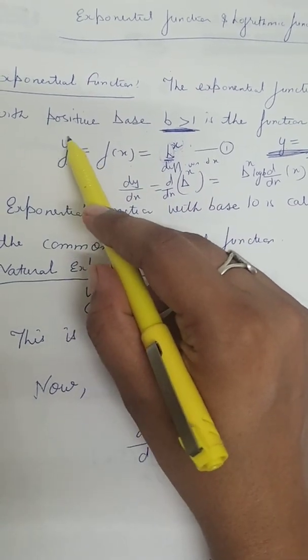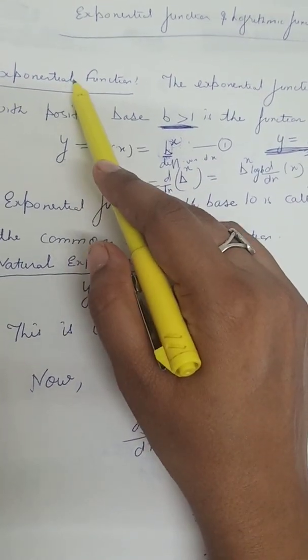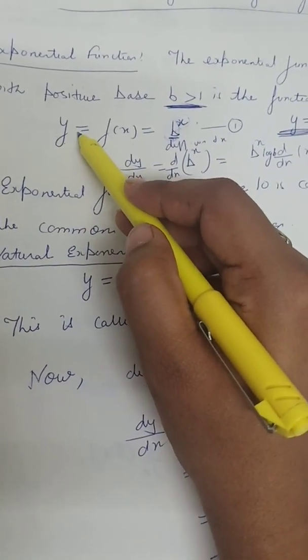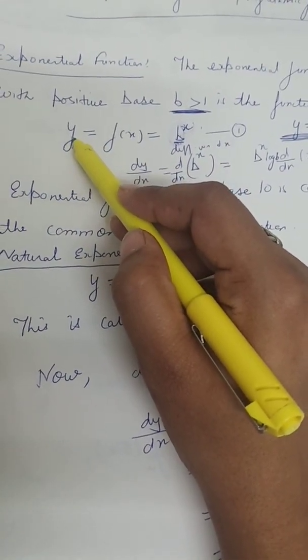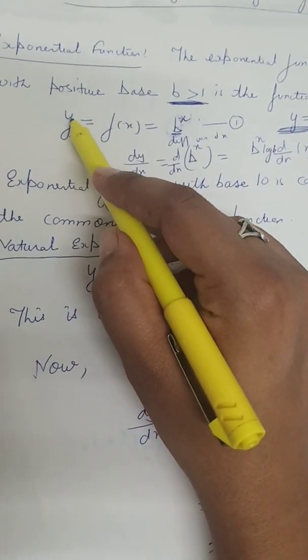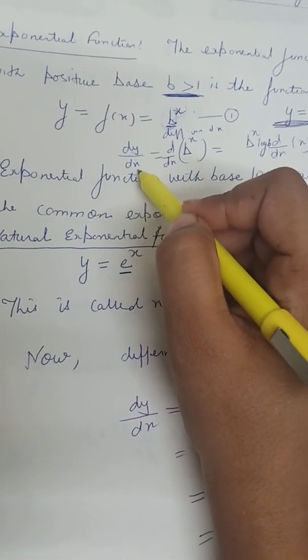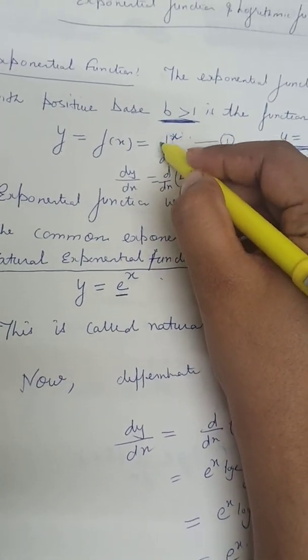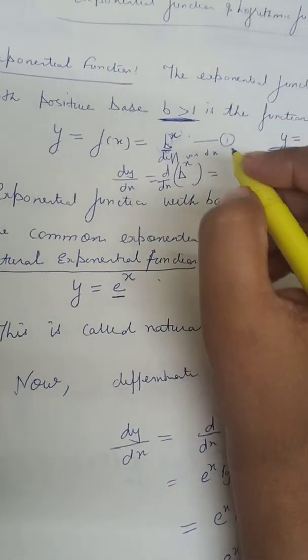Now, find out the derivative of f(x) with respect to x. Here y is a dependent variable and it depends upon x. The derivative of y is dy upon dx. Now we will find out the derivative of b to the power x.